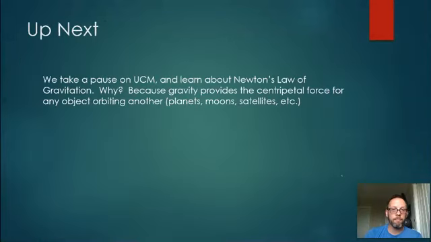So that's pretty cool. All right, guys. Up next, we're going to take a pause on uniform circular motion. We've actually learned basically all we need to about uniform circular motion. We're going to learn about Newton's law of gravitation. What is the equation governing the attractive force between two objects? Afterwards, we'll take that quantification of Newton's law of gravity and use it as our centripetal force to begin to analyze things like the planets, moons, and satellites. It'll be a lot of fun.